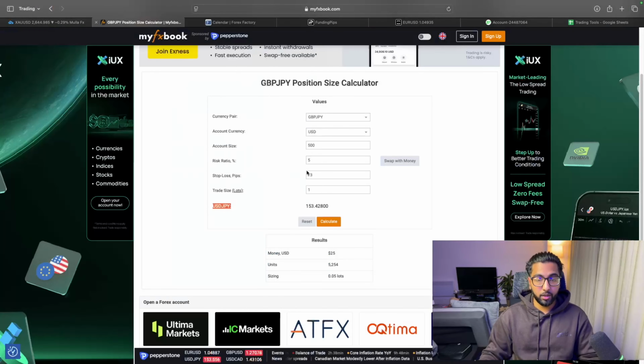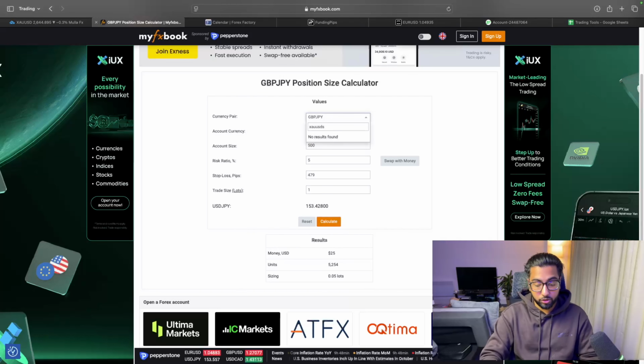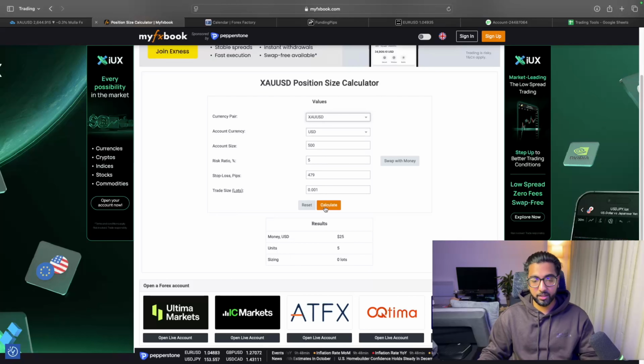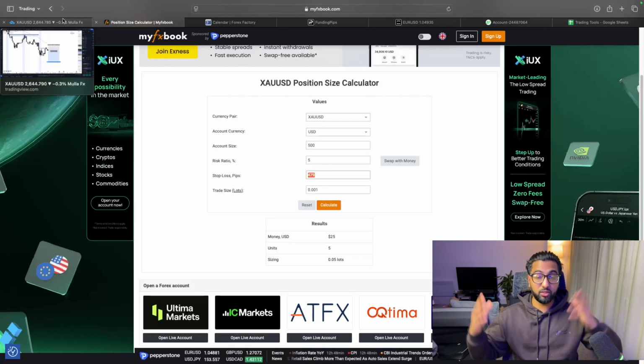So you go here, put in 479, we have everything the same, we just have to change this to gold. Make sure you do change it, you don't just keep it the same, because then you're going to get something completely different. And then you can see over here it's 0.05 lots. Okay, so you can actually see this is 479 pips and the GJ trade was 73 pips. Two different sizes of trades, yet we're using the same lot size.